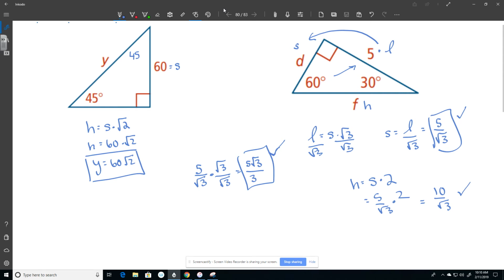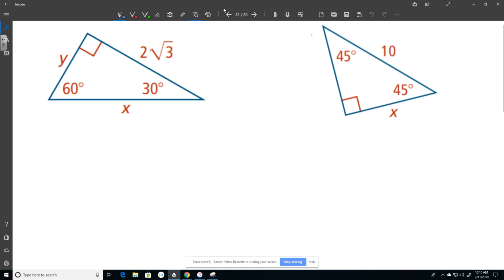Okay, let's try 2 more. I have a 30, 60, 90. This is my long side. Here's my hypotenuse, and here's my short side. So again, I can't go from long to hypotenuse. So I'm going to go from the long side to the short side.